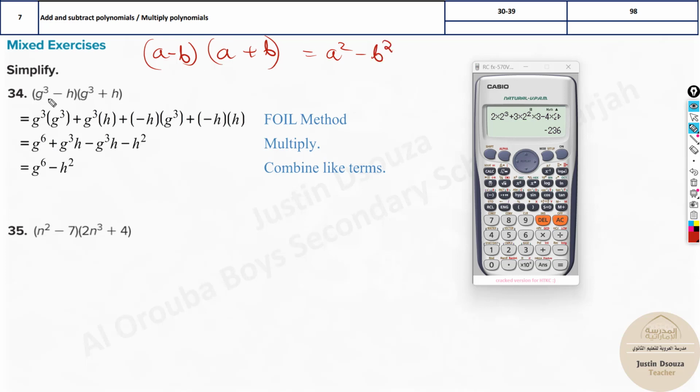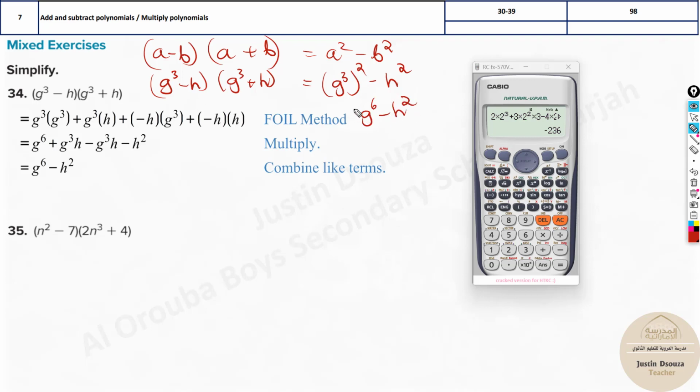Now here we don't have a minus b, but we have g square. It's fine. g cube minus h, and here we have g cube plus h. This follows the same pattern. So here, what is a? Sorry, a value is g cube, right? The whole square minus, what is b? b is h squared. This will be 3 times 2, that is g power 6 minus h squared.